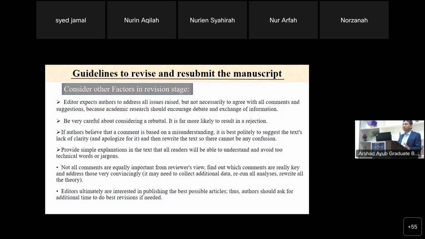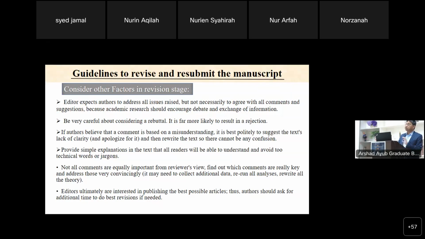If the authors believe that a comment is based on a misunderstanding, it is best to politely suggest the text's lack of clarity and apologize instead of putting the blame on the reviewer. If you say the reviewer is wrong, you put the blame on them. Instead say, "Oh, maybe it was my text that was not clear. I apologize for this." Then right away the other party knows that he made the mistake, not you. So these are some of the politeness practices that you do. Provide a simple explanation of the text that all readers will be able to understand and avoid too technical words or jargon.